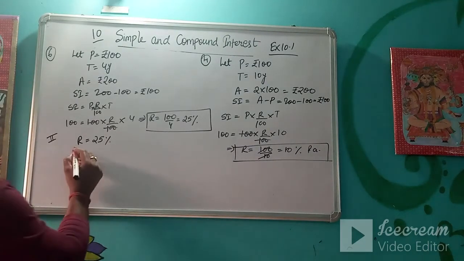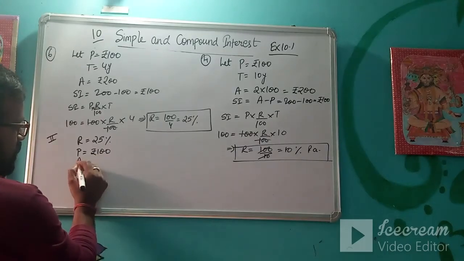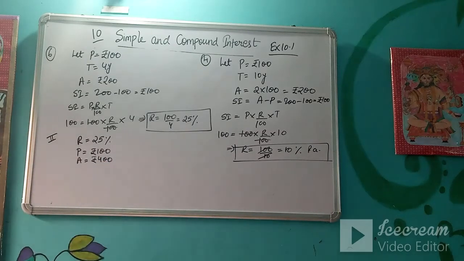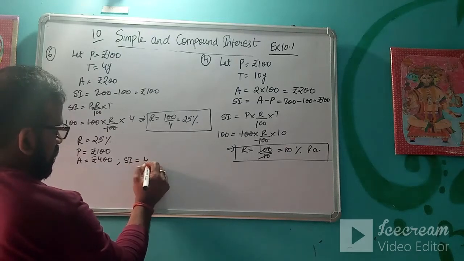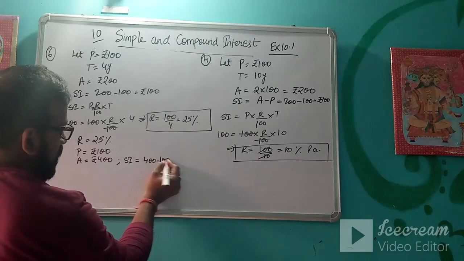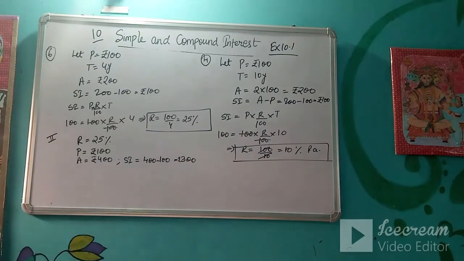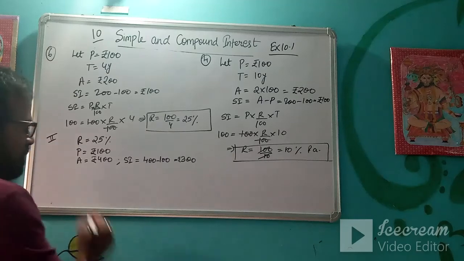Then at the same rate, how much time will it take for the amount to become 4 times? Now the amount should be 4 times. That means if principal is rupees 100, same principal, the amount will be 4 times, that is 400. So next we will calculate simple interest. That will be 400 minus 100, that is 300.